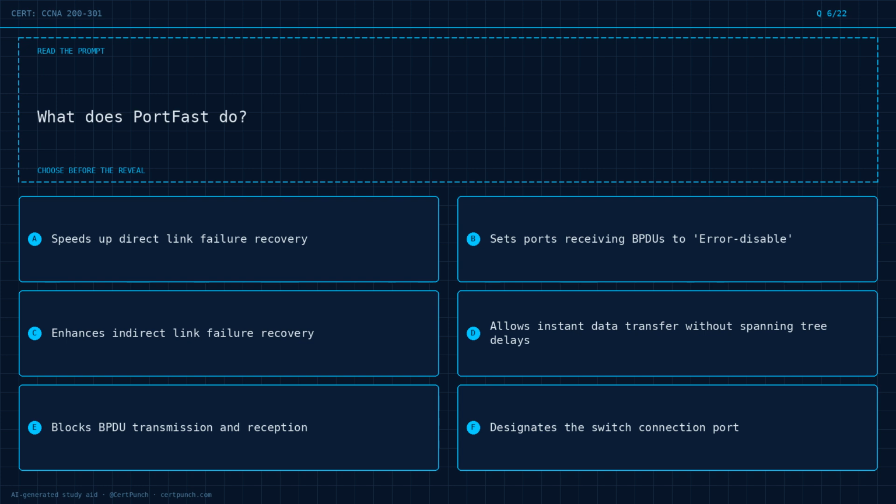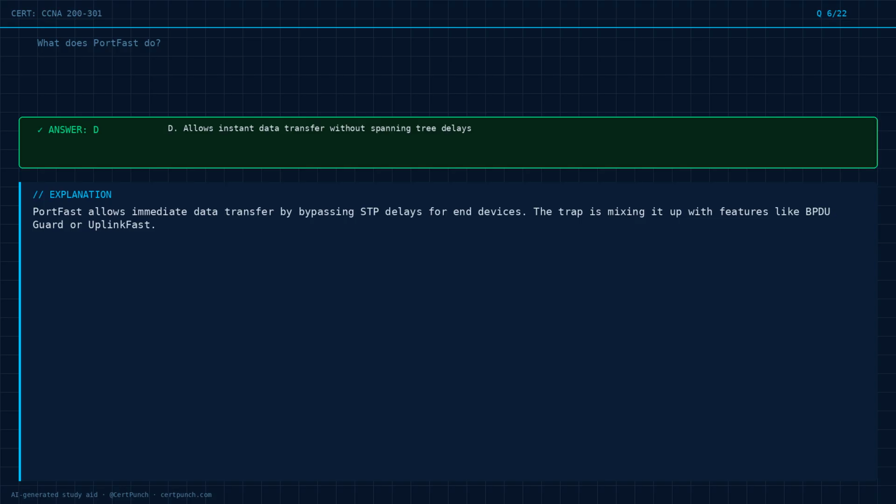Choose the best answer before the reveal. Commit to it now. The answer is option D. Exam logic. Port fast allows immediate data transfer by bypassing STP delays for end devices. The trap is mixing it up with features like BPDU guard or uplink fast.